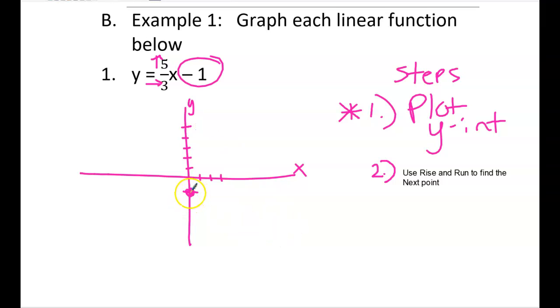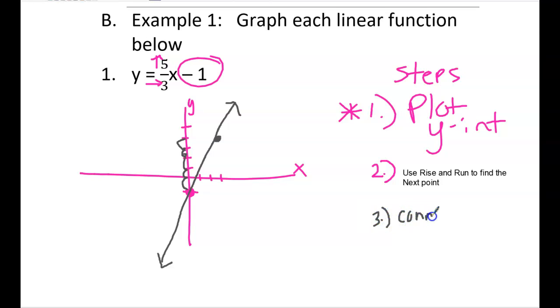Okay, now starting from this point, this is important. You don't start from the middle, okay? You start from your y-intercept. You're going to go up 5. And when I say go up 5, that means you go up 5 spaces. So 1, 2, 3, 4, 5. So if I start here, I'm going up 5 spaces, I would go up this high. And then we're going to go over 3. 1, 2, 3. You're counting spaces. And then you go ahead and connect your dots. Okay? So, step 3, connect the dots.